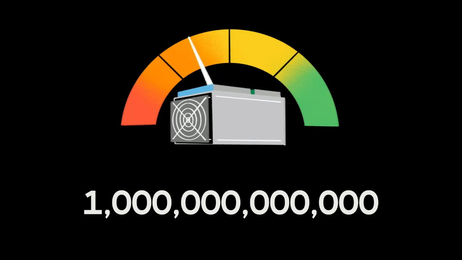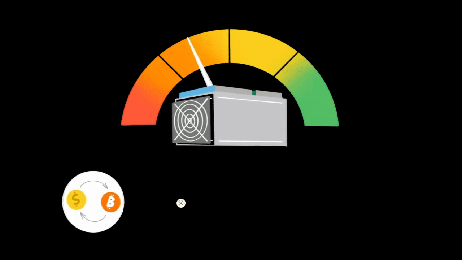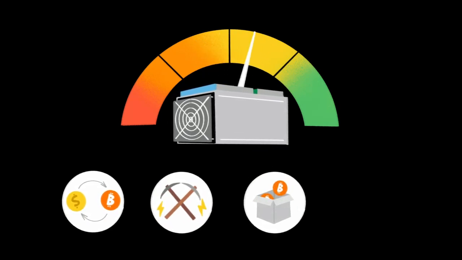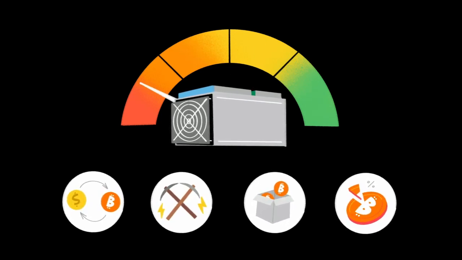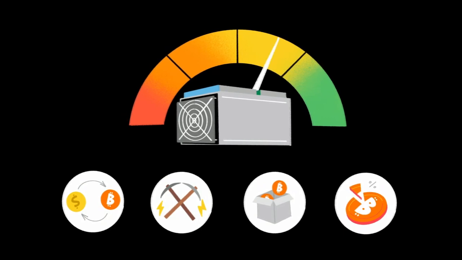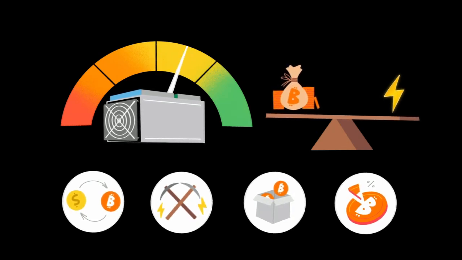The hash price is determined based on several factors: the current Bitcoin exchange rate, network difficulty, block subsidy, and transaction fees. Hash price rises and falls with the movement of these four variables. Hash price is an important metric for miners because it directly measures the profitability per unit of work.